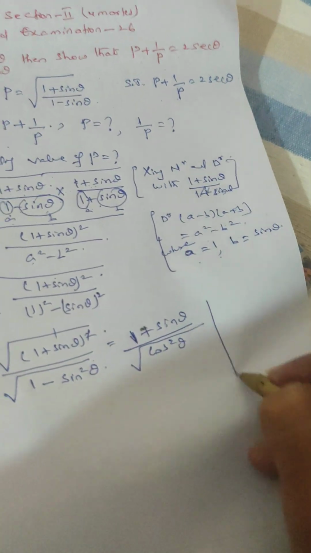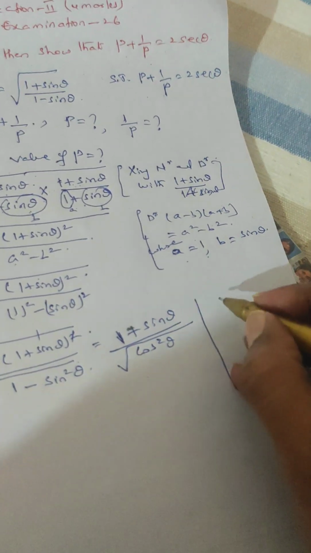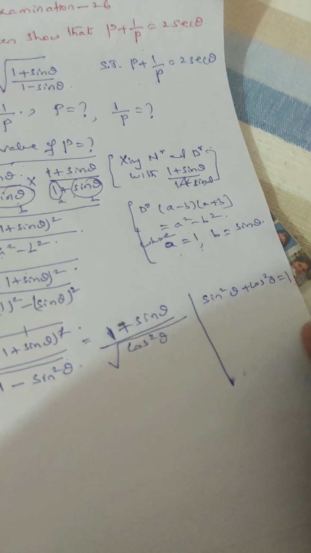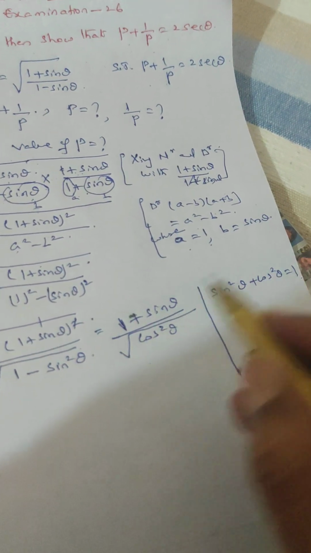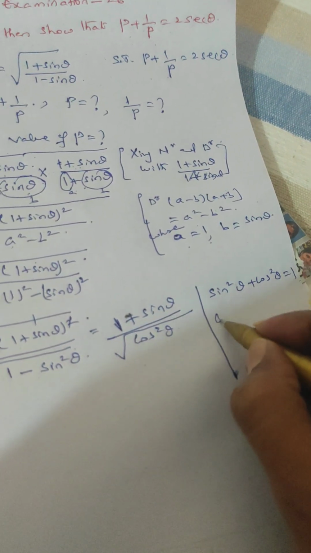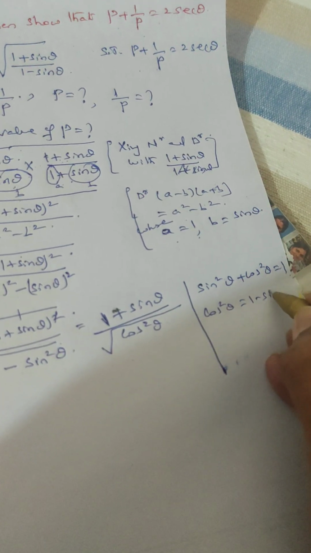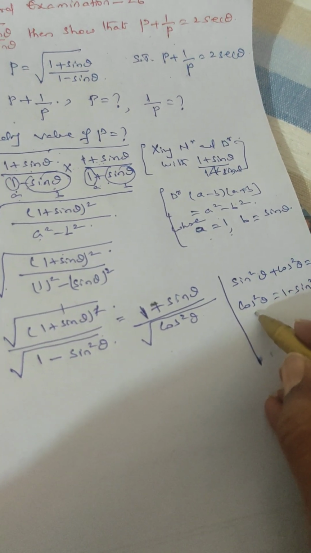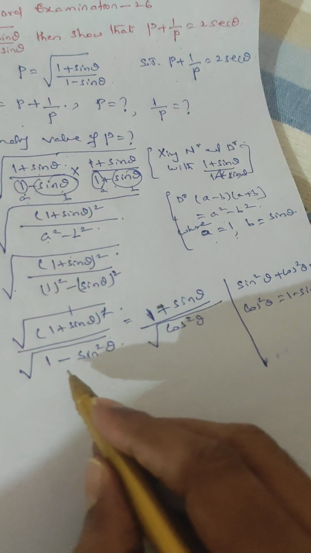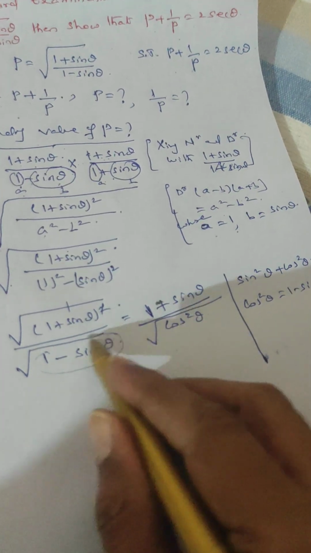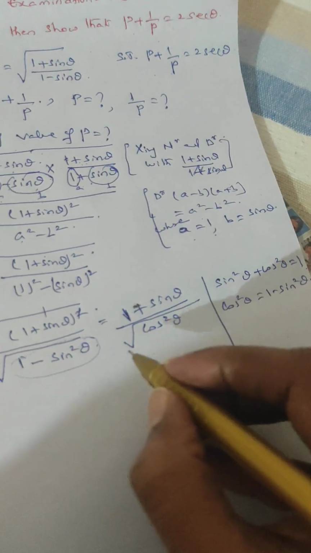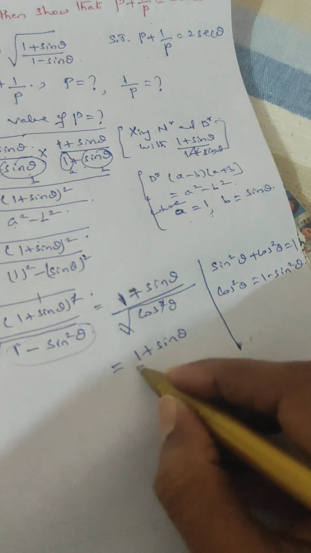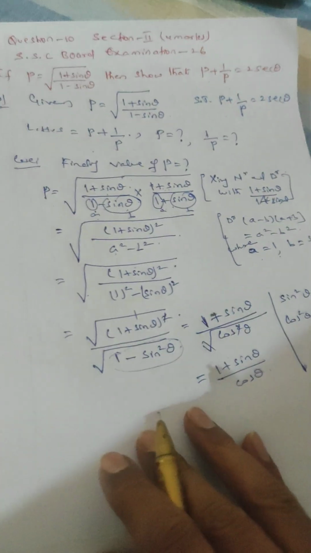What is the reason for writing that? We have one identity depending on sine theta and cos theta. What is that identity? Sine square theta plus cos square theta equals 1. From this I want the value of 1 minus sine square theta. So sending sine square theta there, we get cos square theta equals 1 minus sine square theta. So wherever 1 minus sine square theta is there in the problem, I can substitute it with cos square theta. As here I got 1 minus sine square theta, in the place of this I am writing cos square theta. Now that equals 1 plus sine theta by, the square root and square get cancelled, cos theta. So this is the value of p.